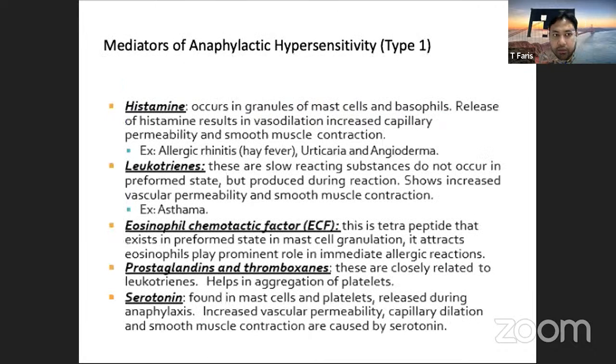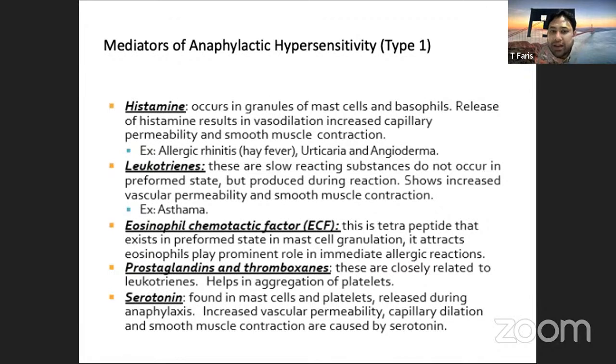So what are the mediators that we are looking at? The most important one is histamine. It occurs in granules of mast cells and basophils. The release of histamine results in vasodilation of the blood vessel. Of course, it increases capillary permeability and also smooth muscle contraction. So when people are secreting lots of histamine, they are regulating how the blood vessel works.